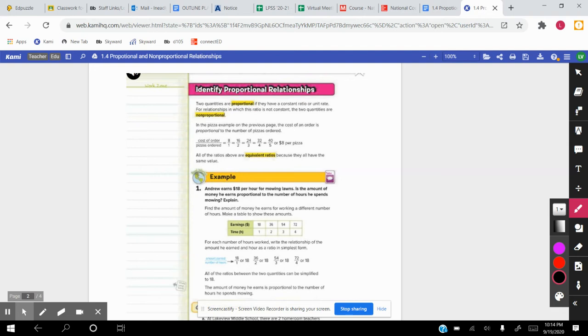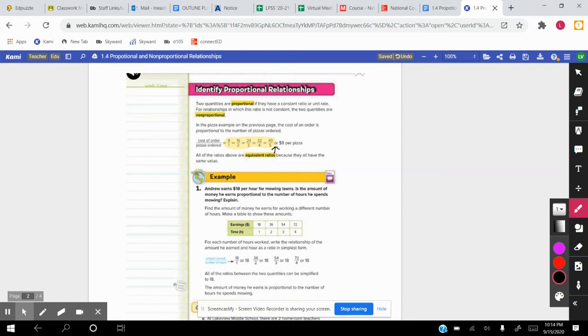In the pizza example on the previous page, the cost of an order is proportional to the number of pizzas ordered, because all of them reduce down to $8 per pizza. All the ratios above are equivalent ratios because they all have the same value. So when they're referring to the ratios above, these ratios that I'm highlighting right now are all equivalent ratios because they all equal each other.